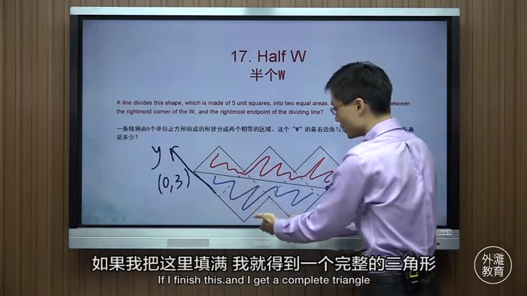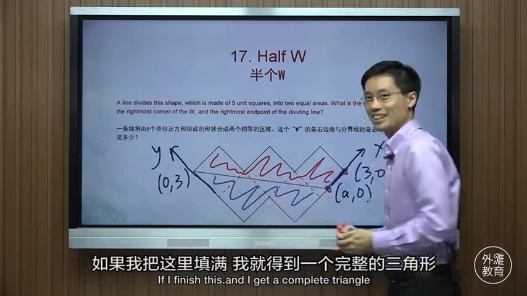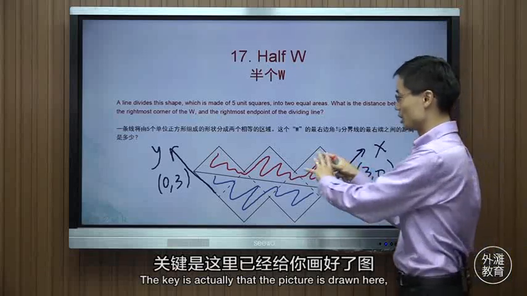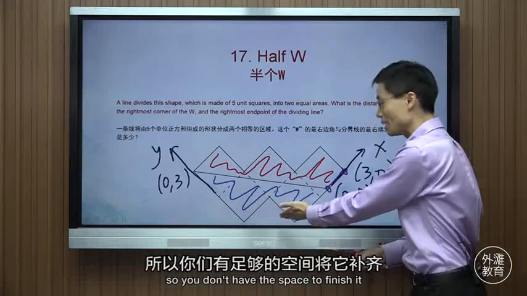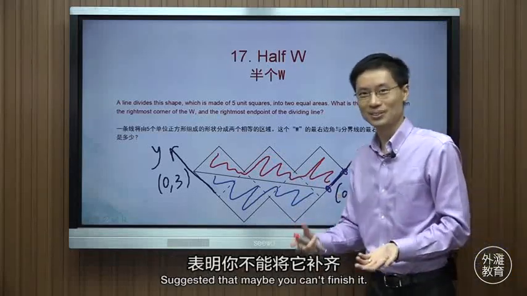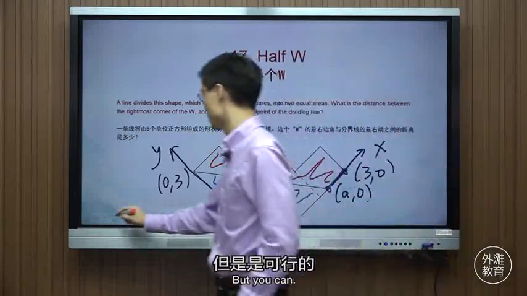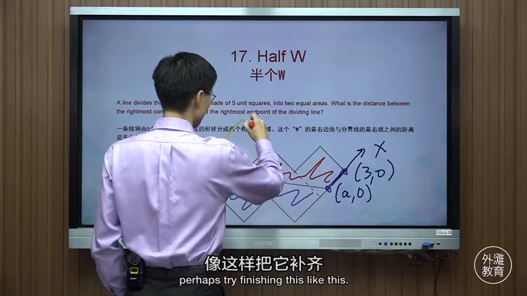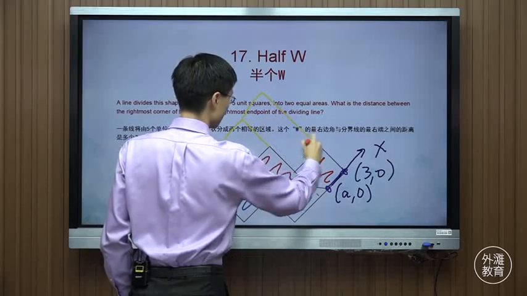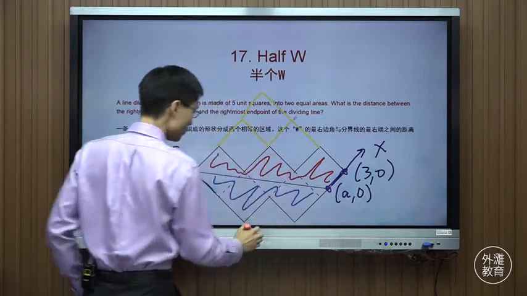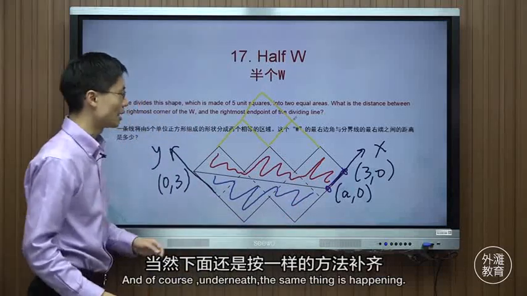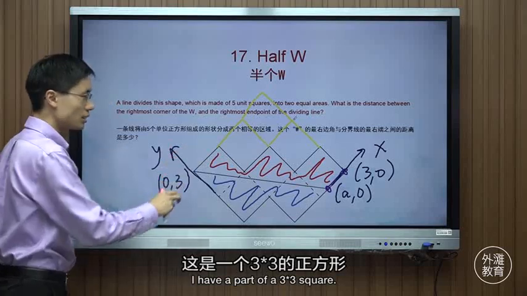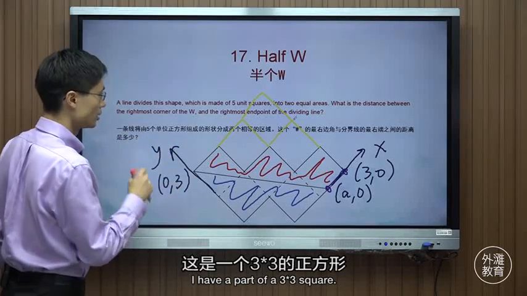If I finish this, I would get a complete triangle. And that's the key. The key is actually this picture is drawn here, so you don't have space to finish it. So it suggests that maybe you can't finish it, but you can. You see, what you should do is perhaps try finishing this like this. And of course, underneath, the same thing is happening. So what is actually happening here is that I have a part of a 3 by 3 square.